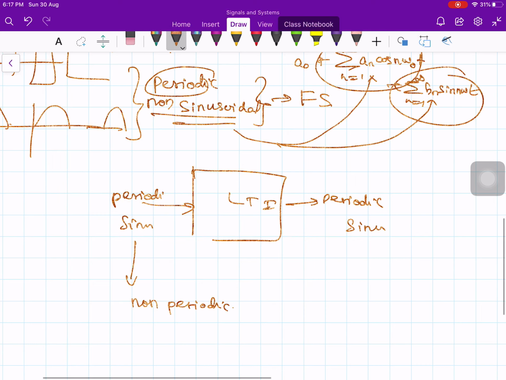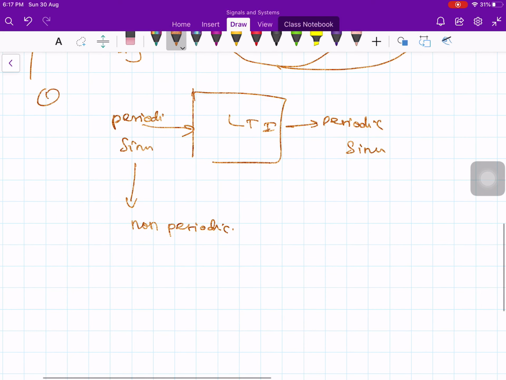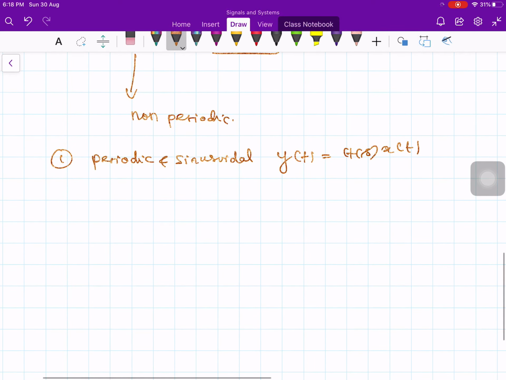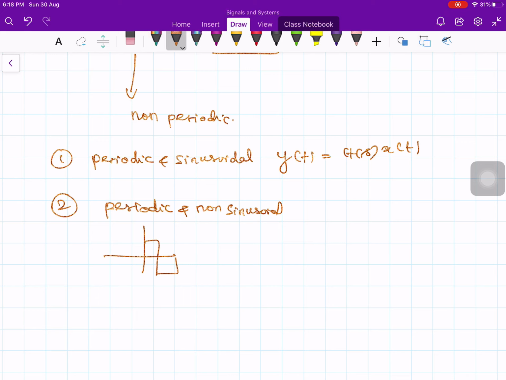Let me write down clearly. First we started with periodic and sinusoidal, no problem. The output is very simple: y of t is equal to H of s times x of t. And the second case is periodic but non-sinusoidal. The example is a square wave like this, or a triangular wave like this, or whatever it is.